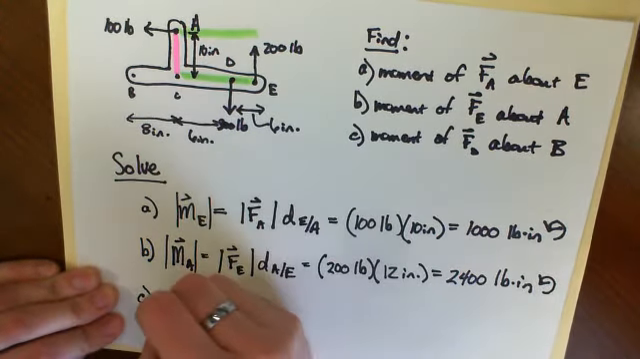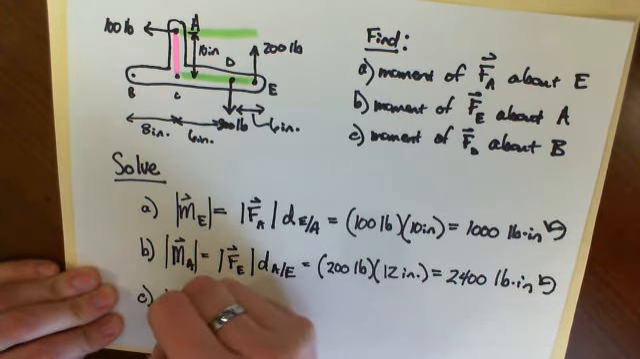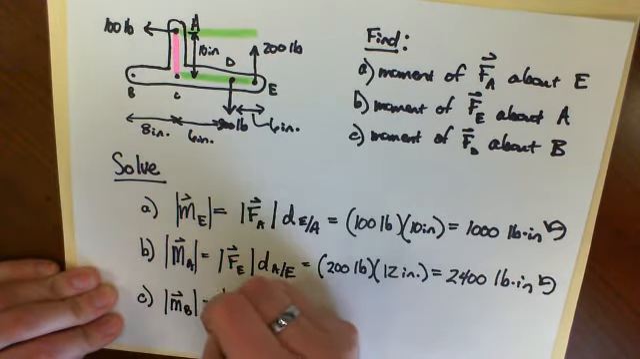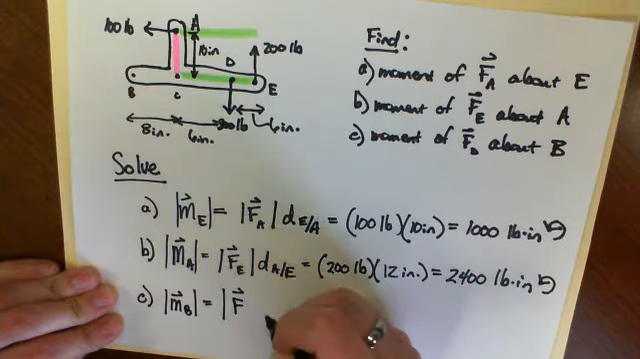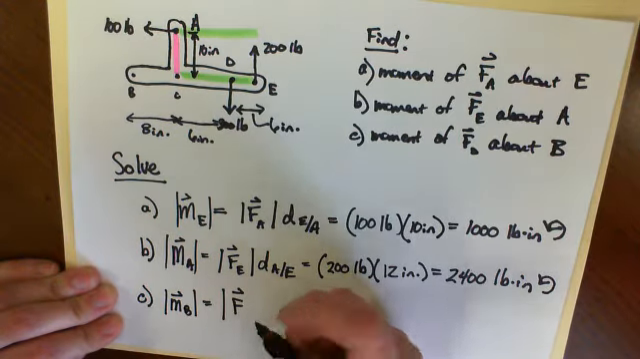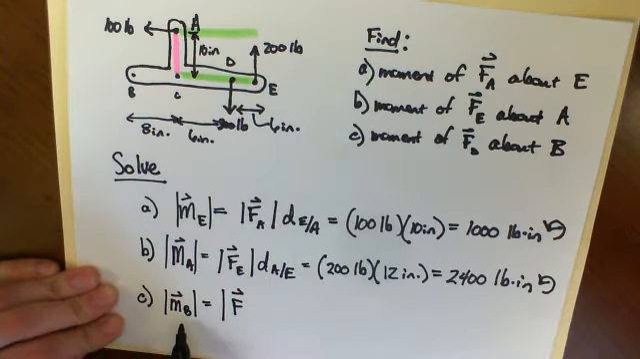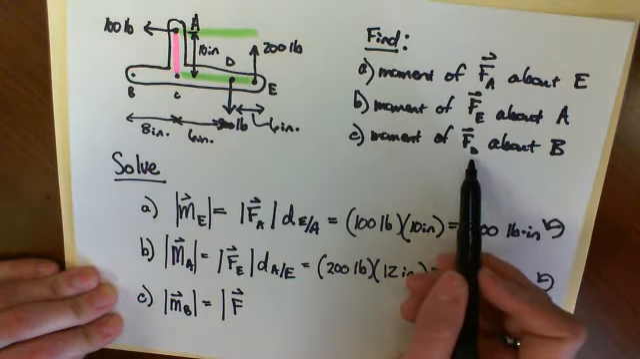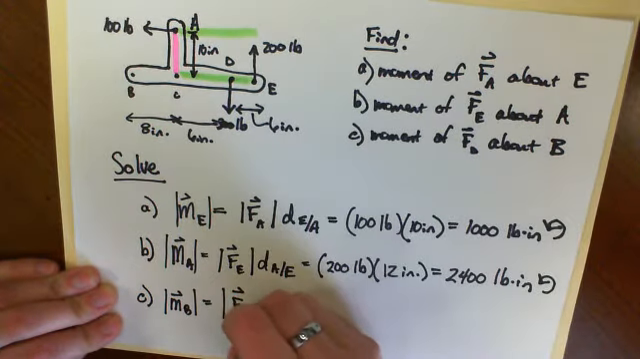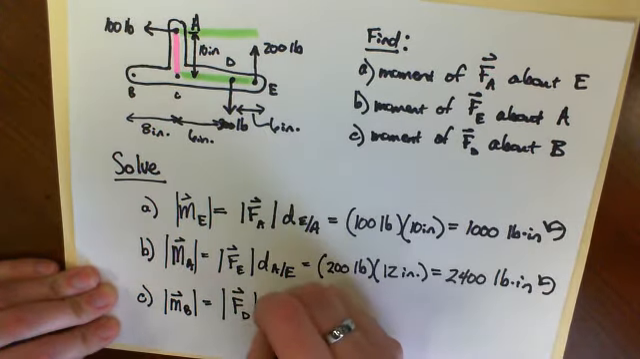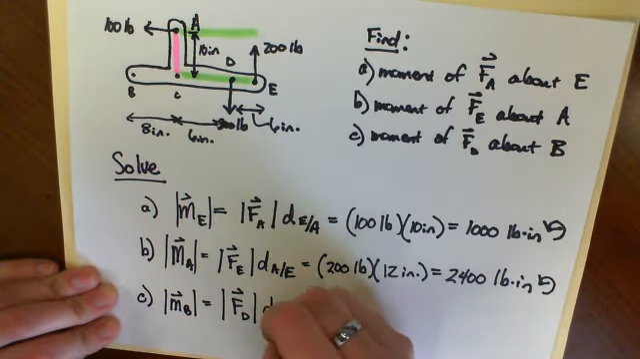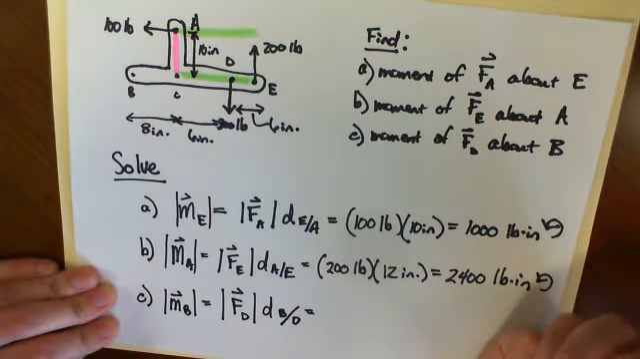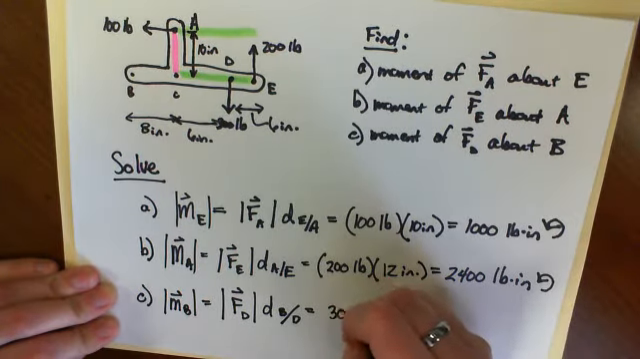And the last one, the moment about B is equal to the force being applied. The moment about B, and it's asking for the force at D. So I'm looking at the force at D, and the perpendicular distance between my point of application and my force is equal to 300 pounds.